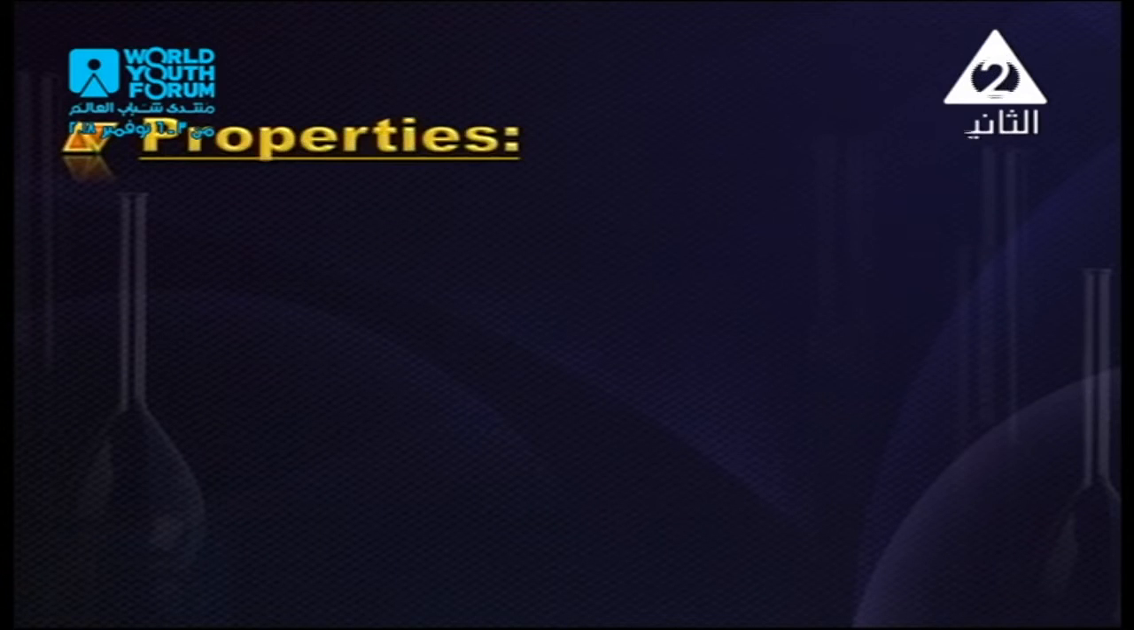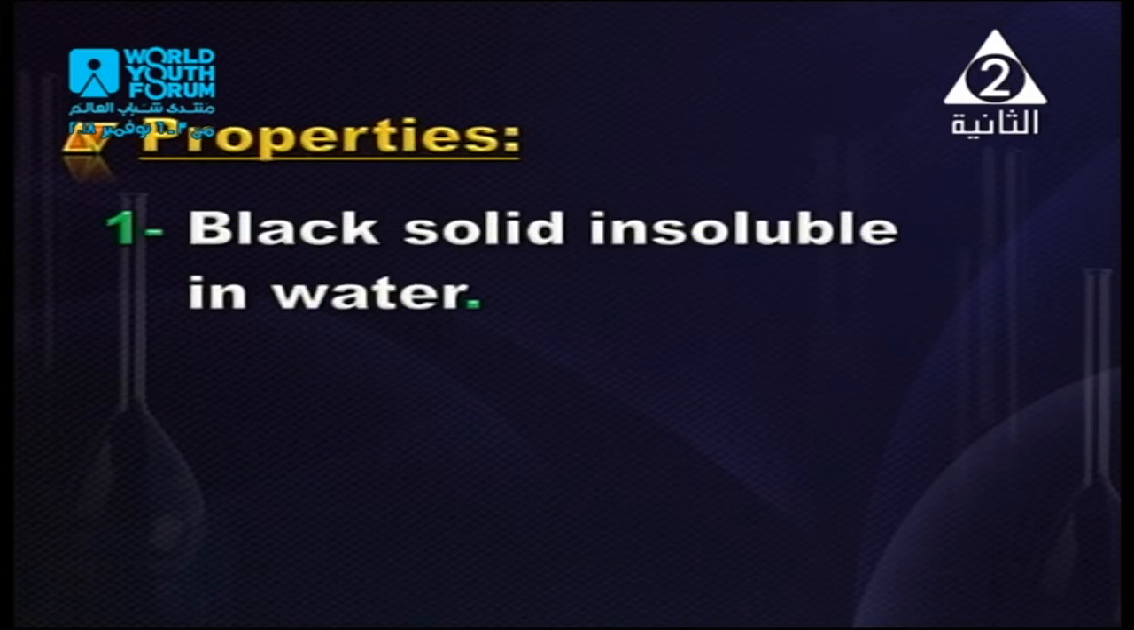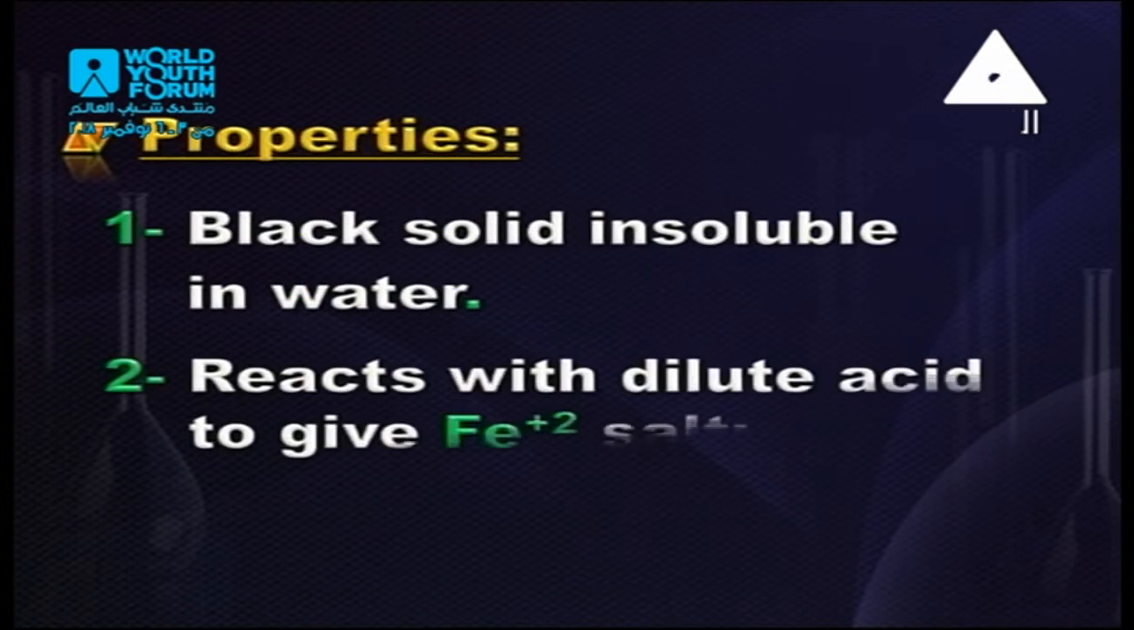Now we are going to discuss the properties of iron 2 oxide. It is black, solid, and insoluble in water. It reacts with dilute acids to give iron 2 salt.